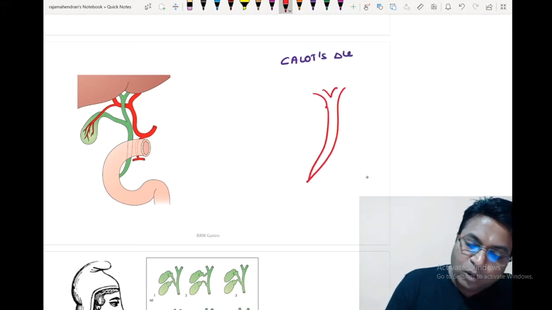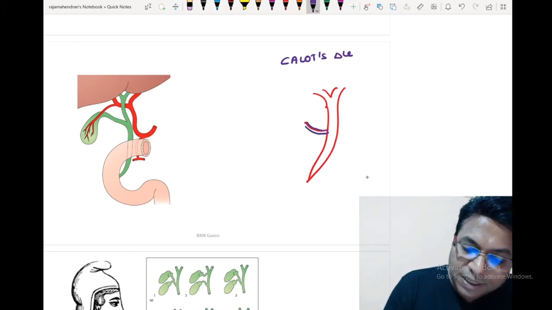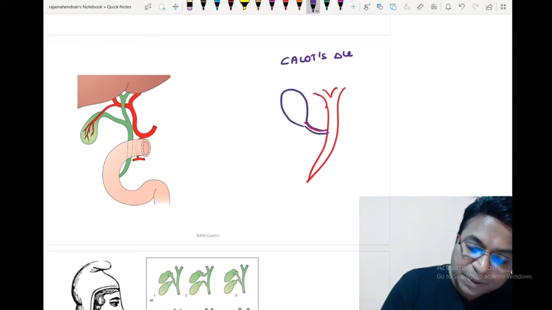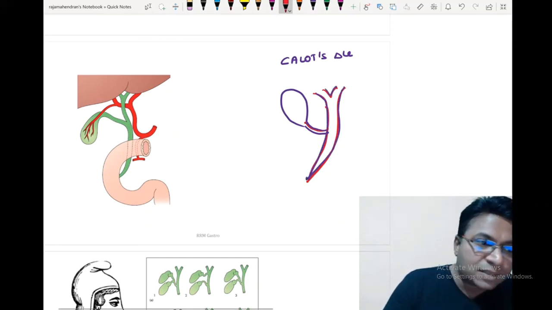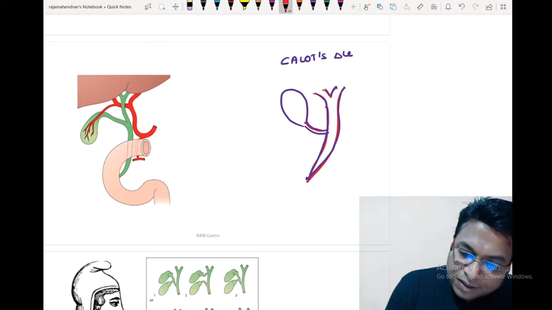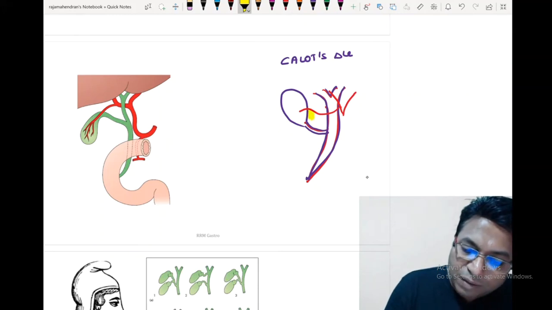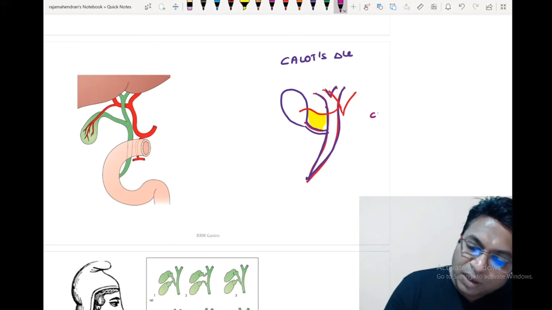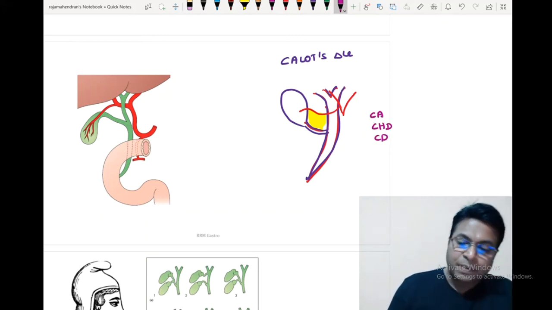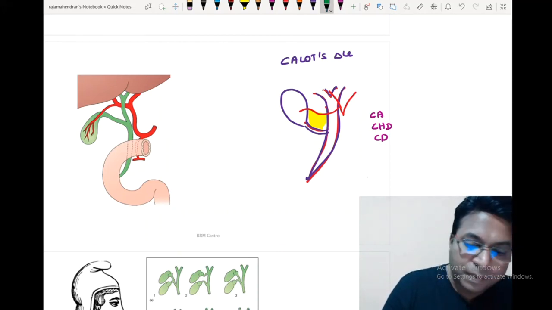So Calot's triangle I am now drawing. This is a cystic duct. This is gallbladder. This is a bile duct. So now this is a cystic artery. This is a right hepatic artery. Now you can see this is a triangle bounded by cystic artery, common hepatic duct and cystic duct. So this is Calot's triangle. So this is a boundary. So usually this triangle will have only one structure, that is a node.